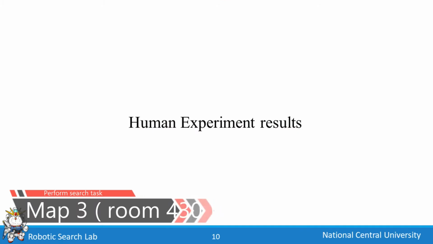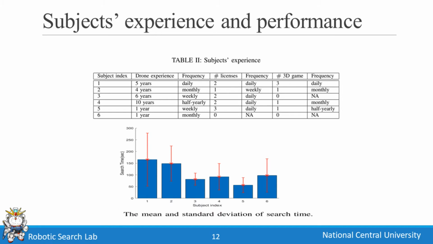The following are the experimental results. The figure below shows the search time from the experiment. 6 human subjects were recruited with different experience in flying drones, driving vehicles, and playing 3D games. For example, subjects number 3 and number 5 have extensive experience, so their search time is better than others.